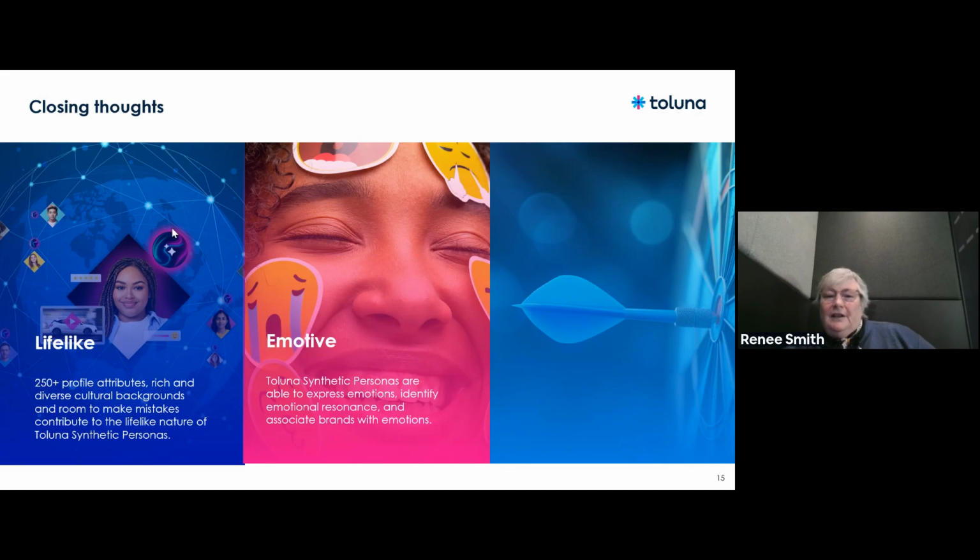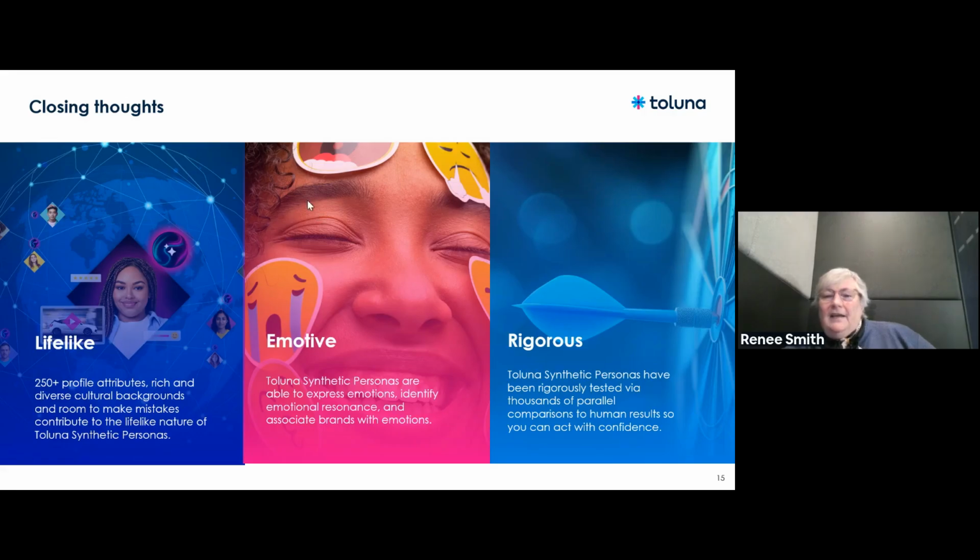In terms of emotive, yes, they are able to express emotions, identify emotional resonance, and associate emotions with ads. And then, we've tested, especially for the 2 solutions we've rolled out, and we've got other things behind the scenes that we're currently testing as well. For the 2 solutions we've rolled out, you can see 5,500 comparisons for advertising, more than 200 now, parallel tests for the claims or message testing.